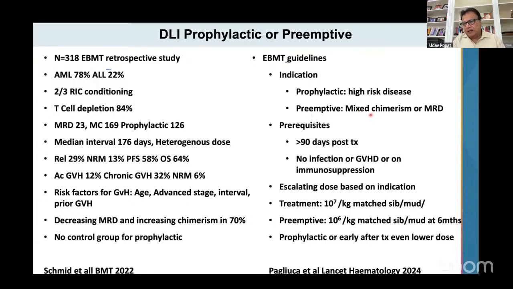Preemptive in patients who have mixed chimerism or MRD positive disease. The prerequisite, they would argue, is that you should give it after 98 days. Patient should not have infection or GVHD, or patient should not be on immunosuppression. So you should take him off immunosuppression. And you give escalating doses based on indication. And again, this paper kind of nicely describes this approach. And I would strongly recommend, if you're wanting to do DLI, please look into this Lancet Hematology paper.